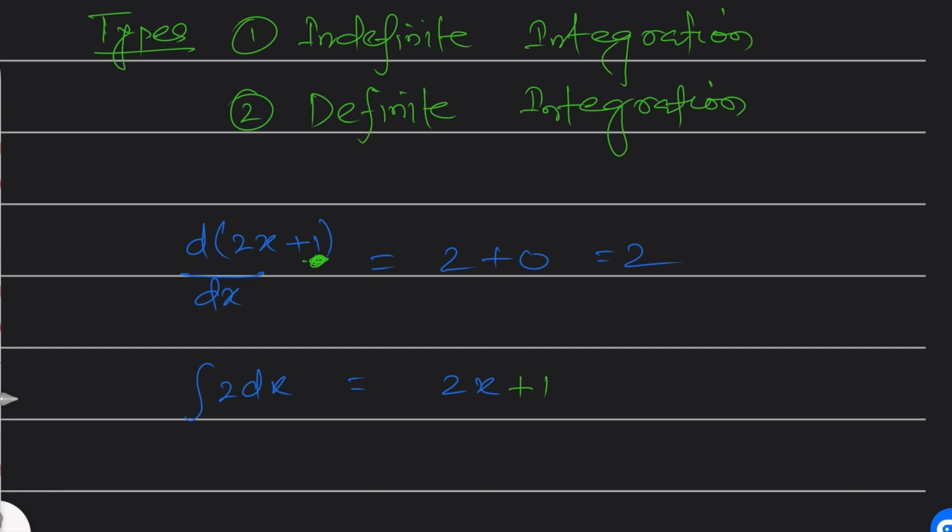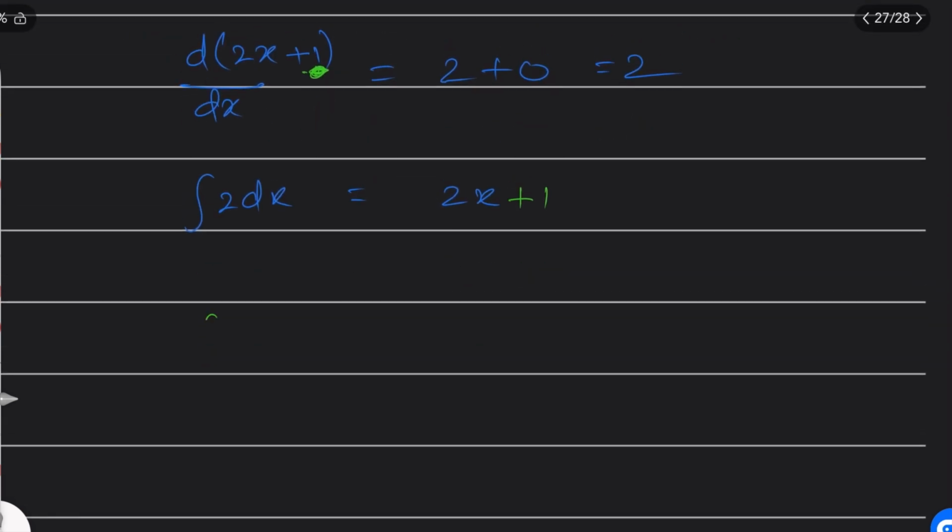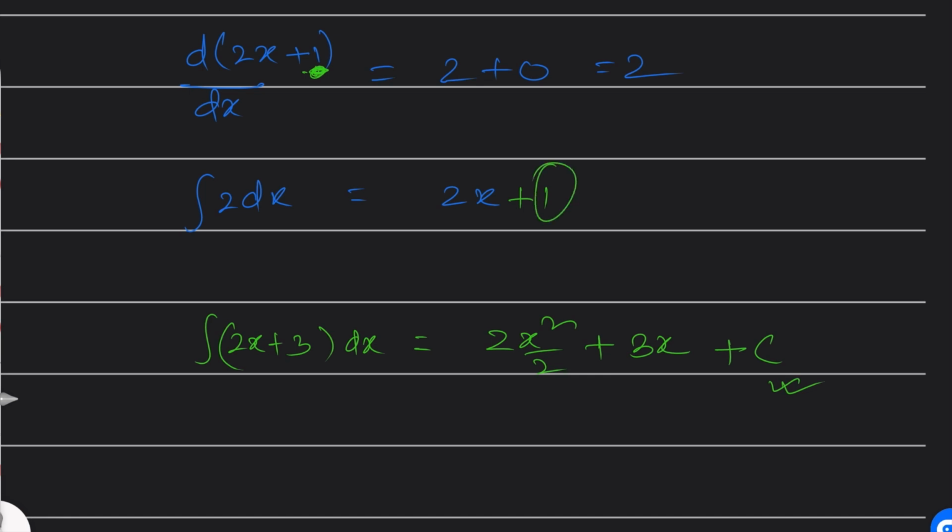But if simply a question is given, let's say like this, 2x plus 3, and you are asked to integrate it, you will write 2x square by 2 plus 3x. Here, do you know what the constant is? You don't know. That's why after integration of indefinite integrals, you will have to give a constant c, because this constant is always missing.